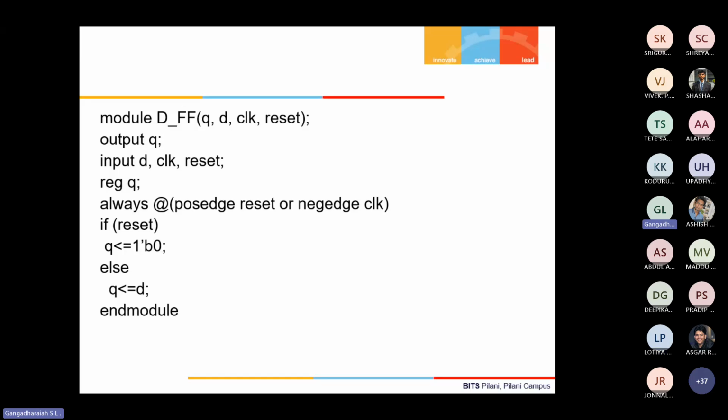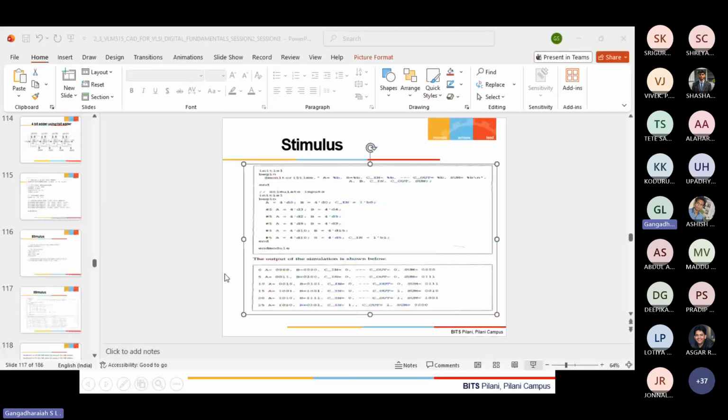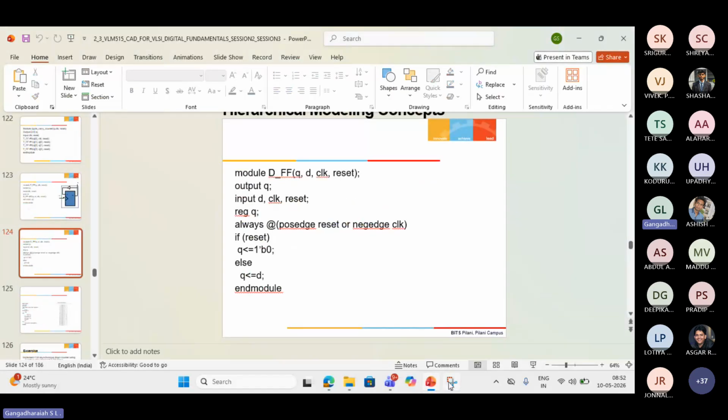Now let's see. I want to bring in the behavior of a D flip flop. Let us say if reset is 1, my Q must be initialized to 0, else whatever D I give turns out to be my Q. This is what is called, any guess? What kind of modeling is this?